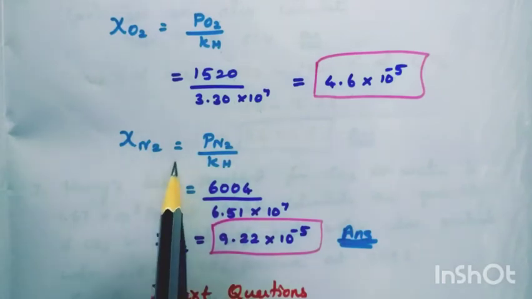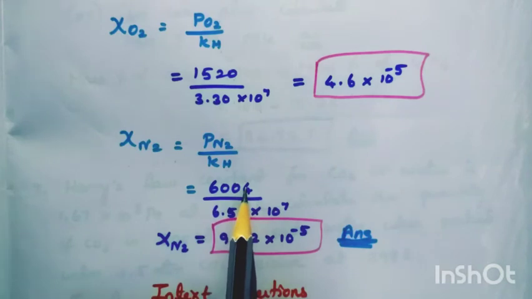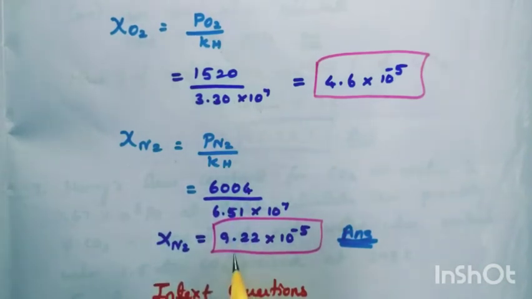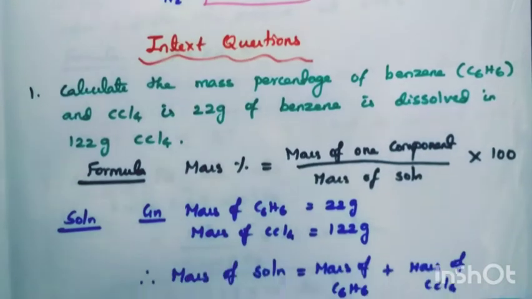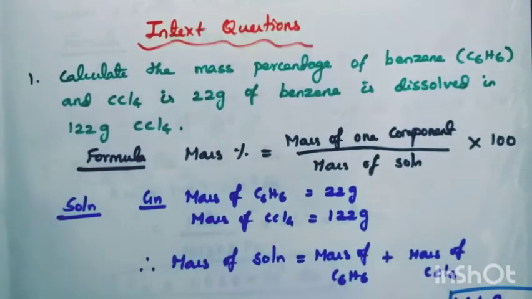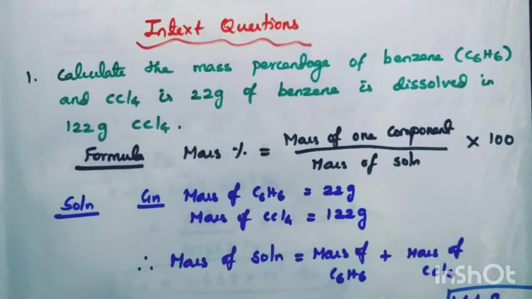So xN2 for nitrogen is partial pressure by Henry's constant. The partial pressure we already found, and the KH value is given. So the mole fraction of N2 is this. This is the composition present. Up to this, we finish the exercise questions. The remaining I am going to give you as homework. Now let's enter the in-text questions.